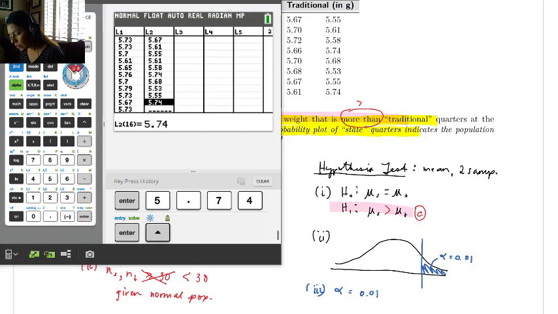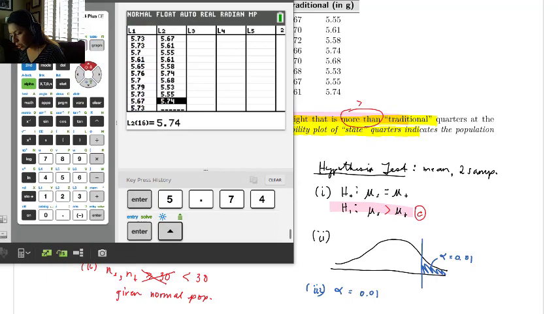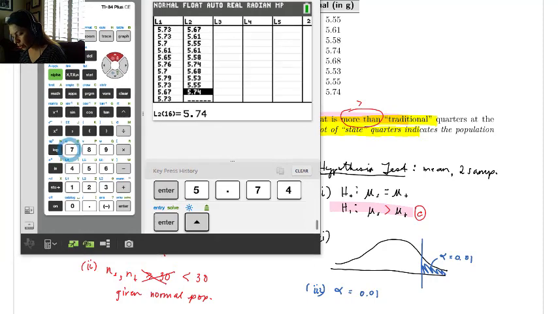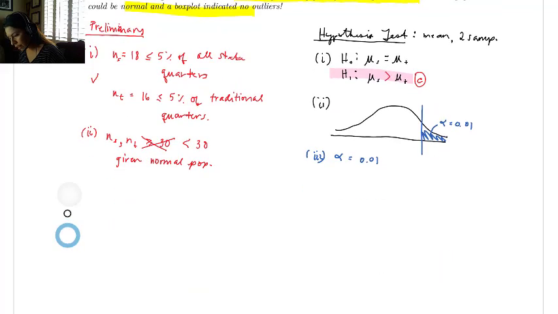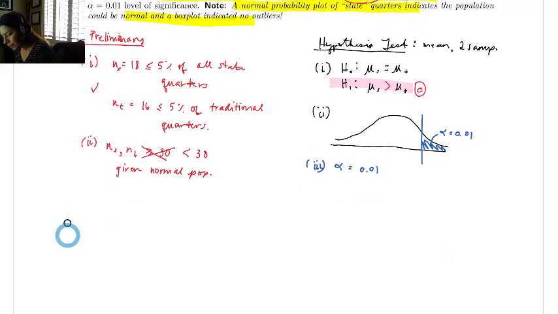And so recall that the traditional quarters is 16, and the number of quarters for state is 18. So those look pretty good. So now what we're going to do, if we go back to our, I'm just going to move this up a little. Okay. And so step 4 now is the calculator work.